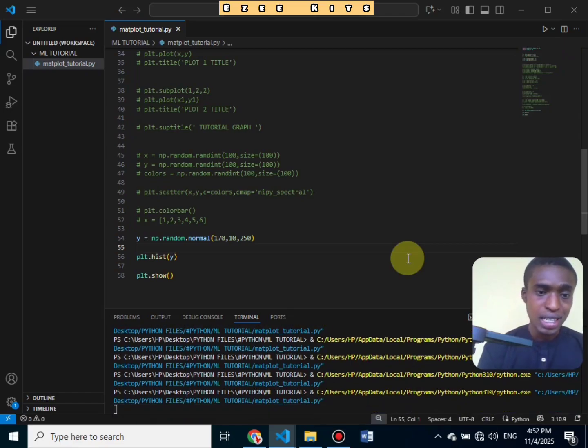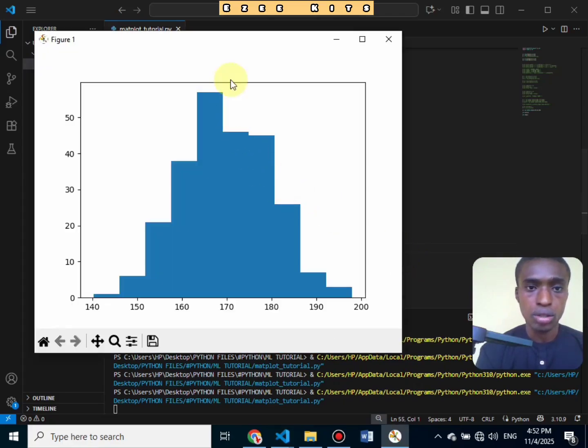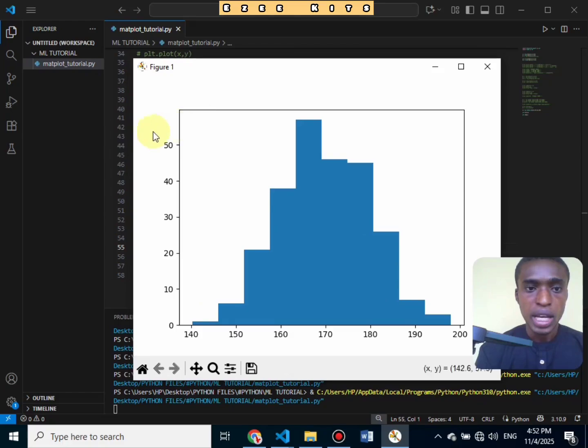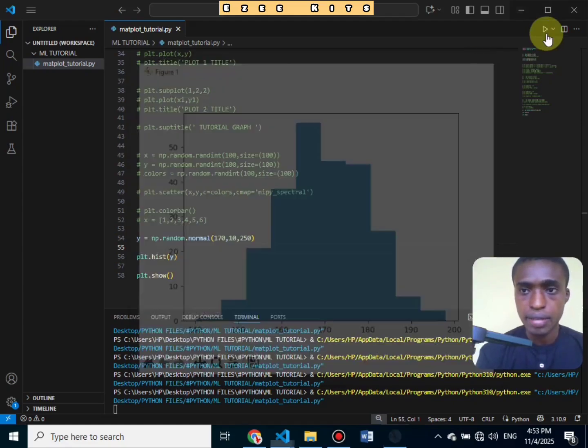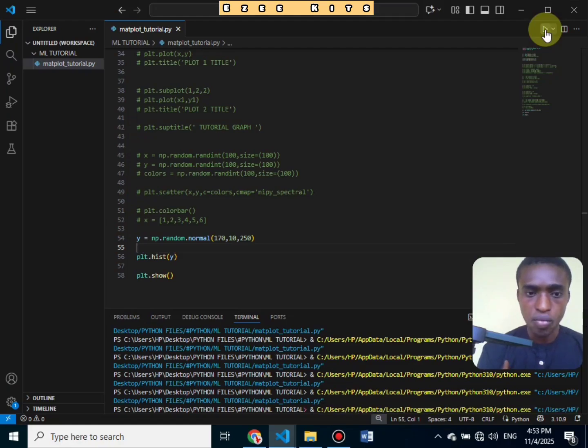Most of the time, I don't even see the use of this histogram graph, but it tends to have a whole lot of usage. When we look at this, for 170, this should be 165 or so, 170 tends to appear more than 50. If I run it again, we're also going to get a different structure, or I can say a different pattern, on how our histogram graph is going to look.